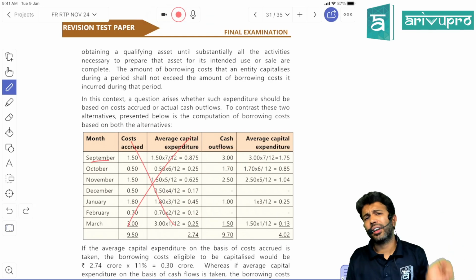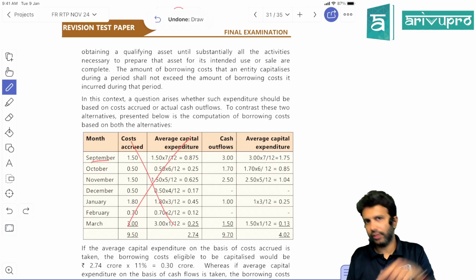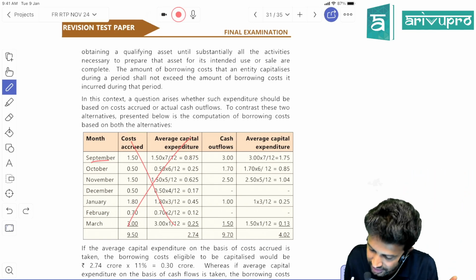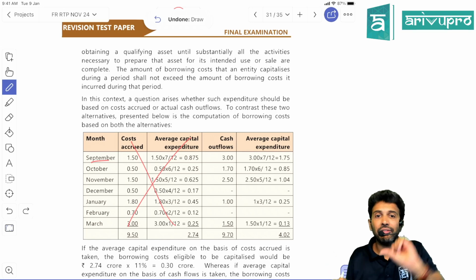Now you have to calculate time weights because it is the weighted average capitalization rate. September you've incurred this, and the year is ending in March. So September, October, November, December, January, February, March. So the time weight is 7 months. So 3 into 7 by 12 you'll get the amount. Like this, you calculate time weighted expenditure.